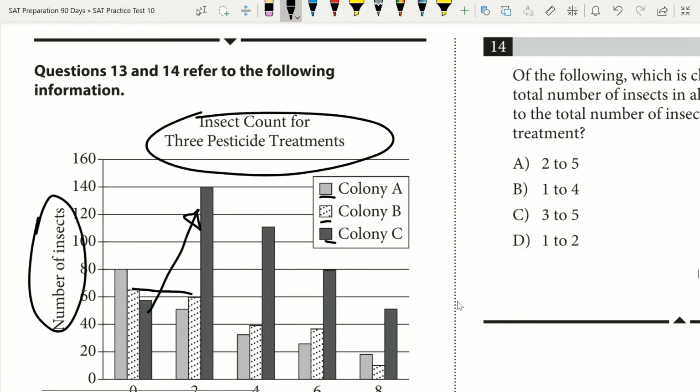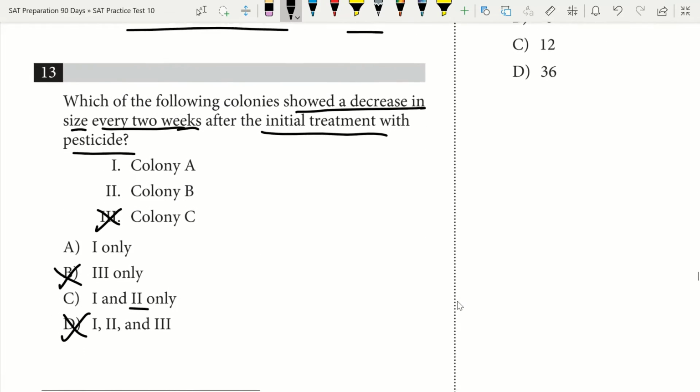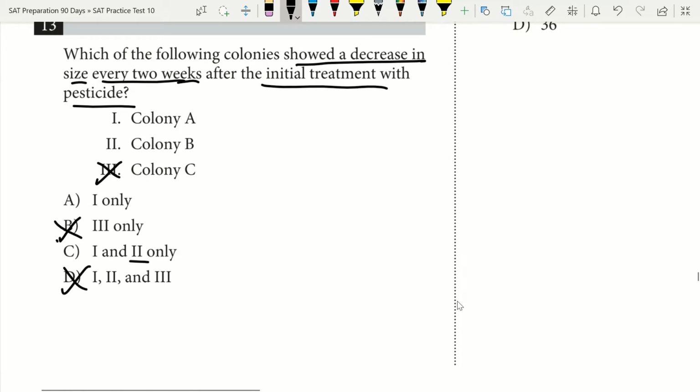I see I go down, and then I go down again, and then I go down again, and then I go down again as well. Okay, so my correct answer then, since colony B does go down, is going to be answer choice C, right? It can't be 1 only because I know that 2 does go down, and I know 3 does not. So my answer there is going to be C for 13.